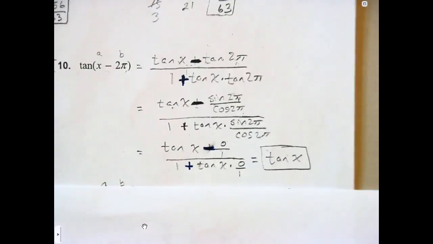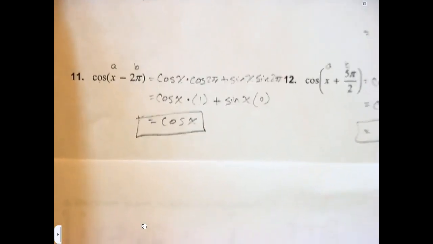All right. Hey, tell your neighbor what you got on number 11. Thank you, Matt, for pointing that out. Number 11. Okay, what do we get? Cosine x. There it is.